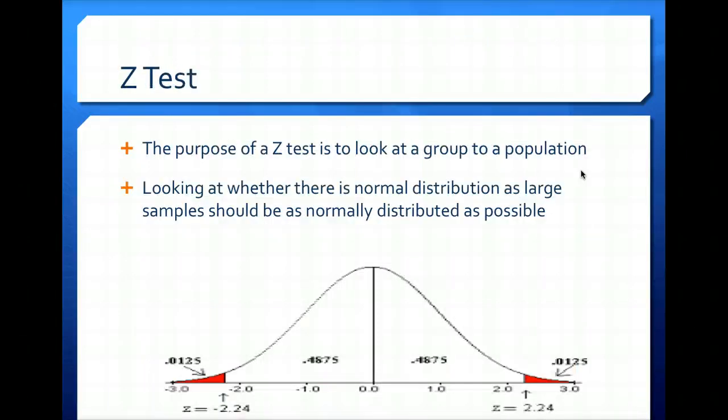The z-test we've talked about, or you should have read about at this point. The purpose of the z-test is to compare a group to a population, and you're looking at whether there's a normal distribution, as large samples should be as normally distributed as possible. This is just an example of what we're looking at with a z-test, but I won't go into detail because we've talked about this.